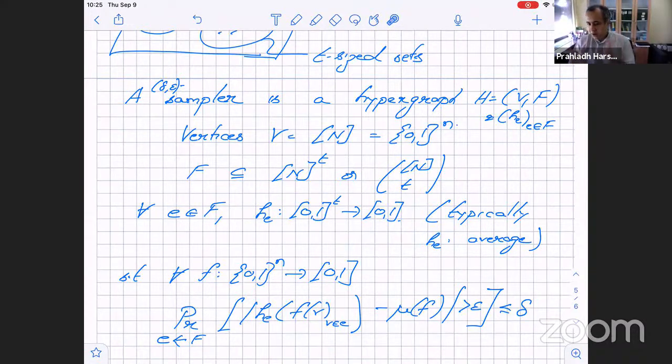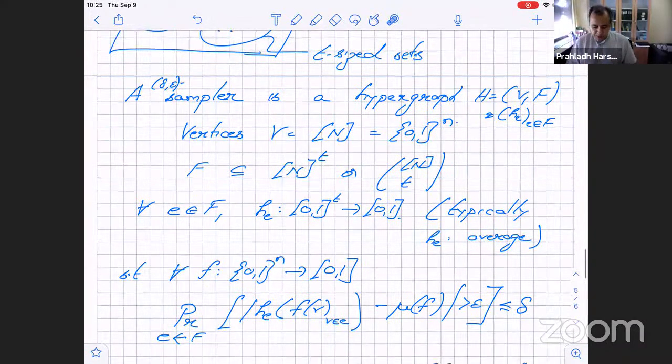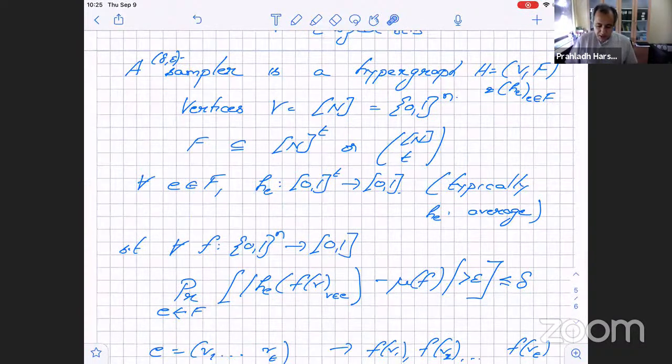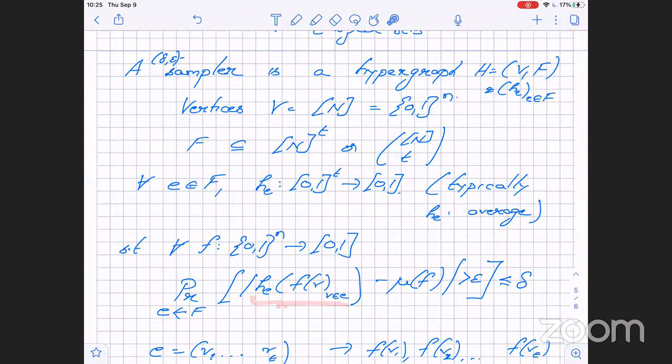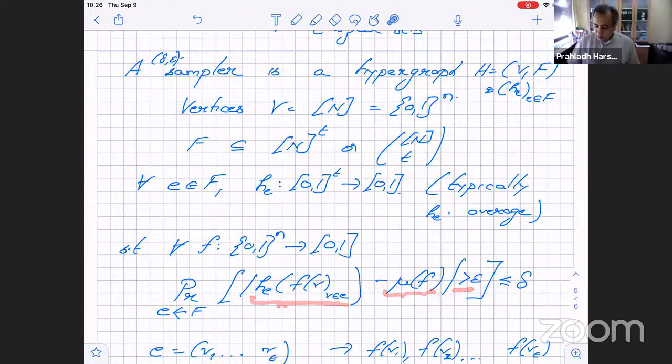It could do some other complicated function on it. Both the examples we saw were like this, but it had the property that for every function f, the local average you compute on the hyperedge deviates from the global average by more than an additive error epsilon with probability at most delta, where this probability is over the choice of the hyperedge. Somebody had a question.